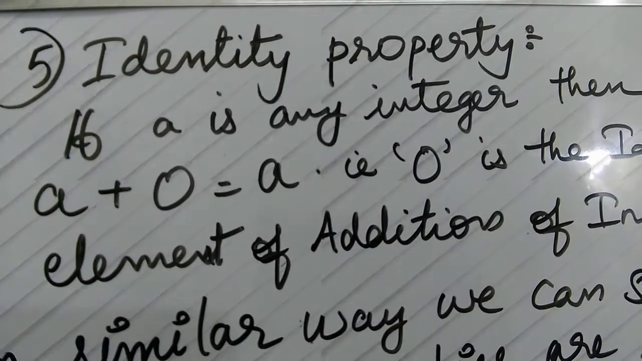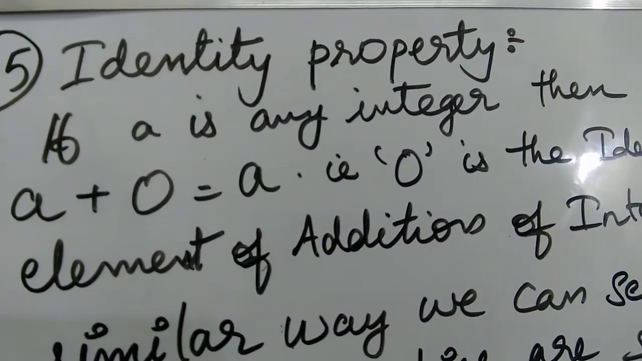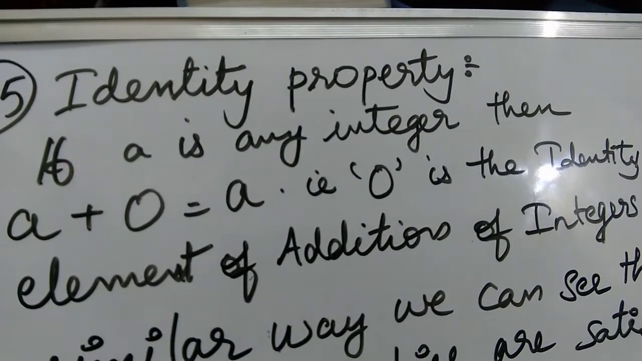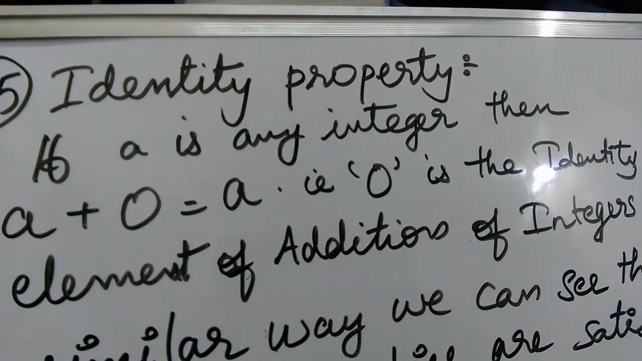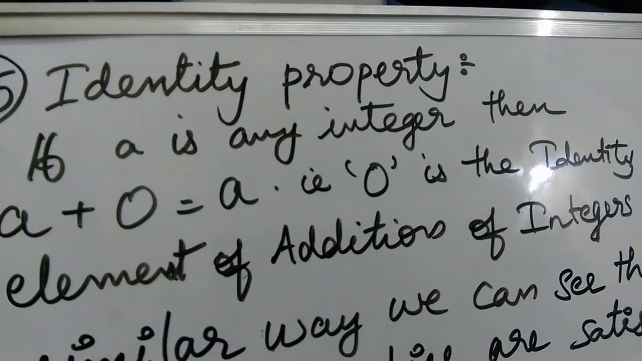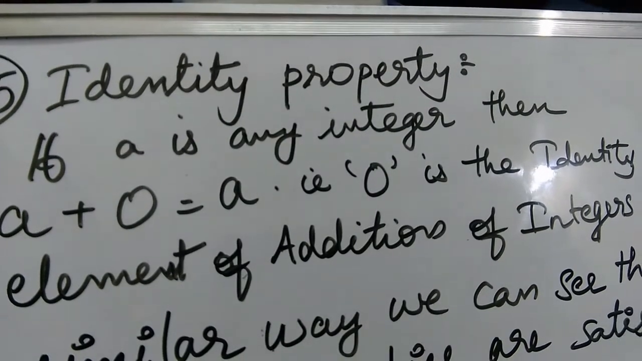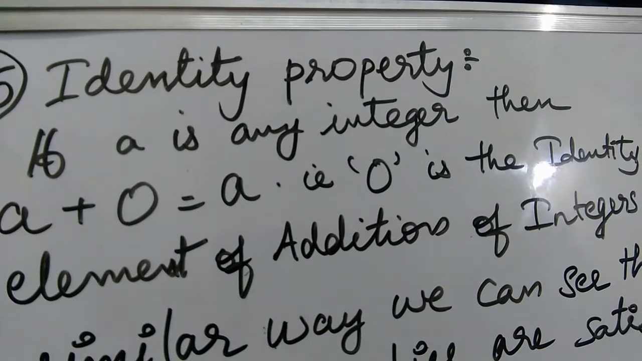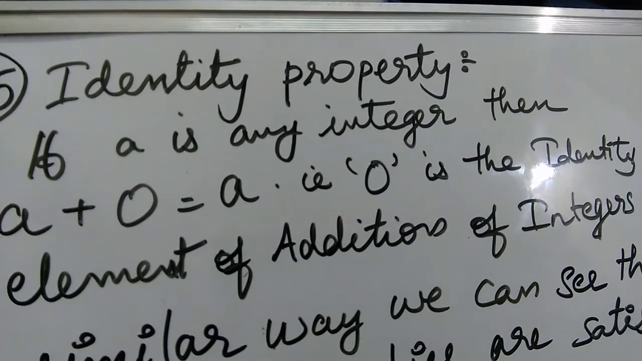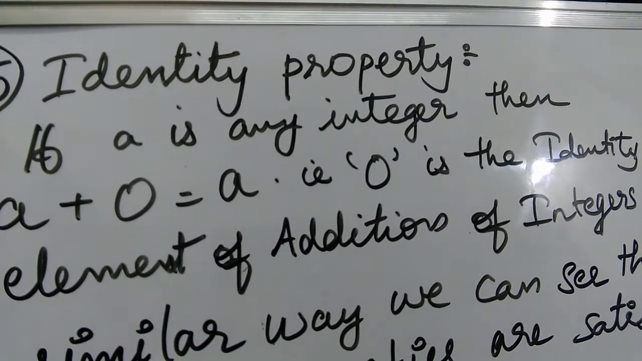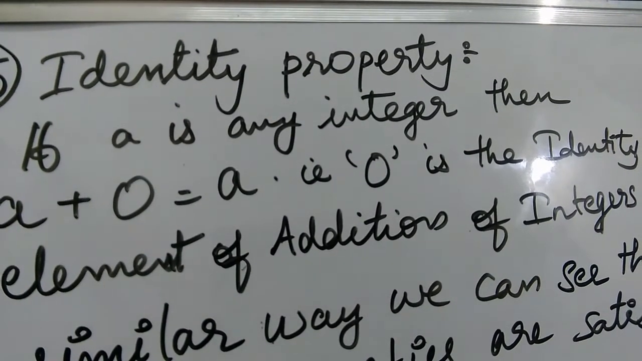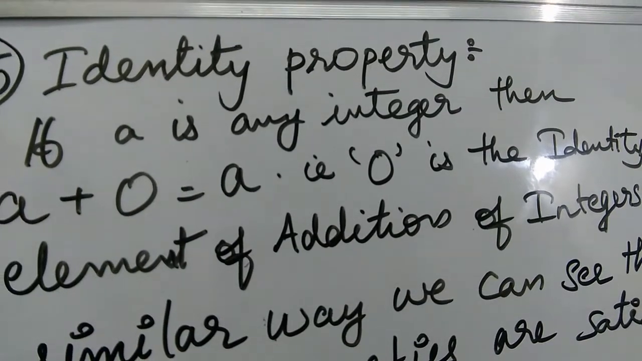Now the fifth property, identity property. If a is an integer, then a plus 0 equal to a. That is, 0 is the identity element of addition of integers. This means if an integer is added with another integer and we get the same integer, only 0 can give this. So 0 is the identity element of integers under addition.